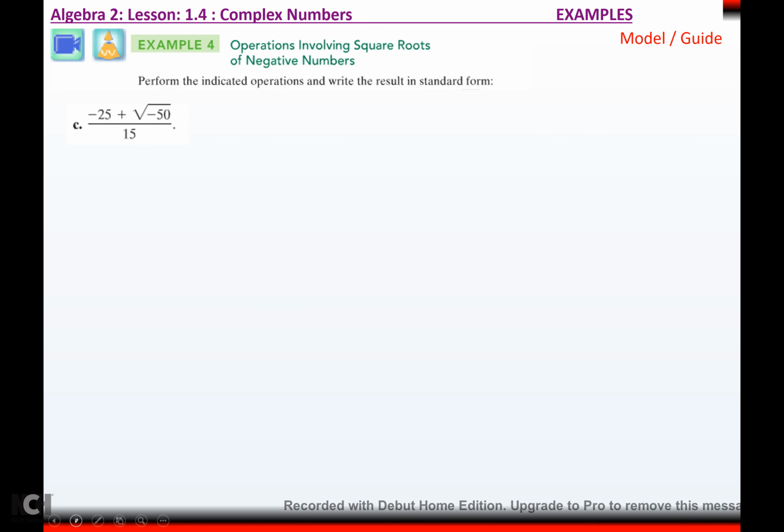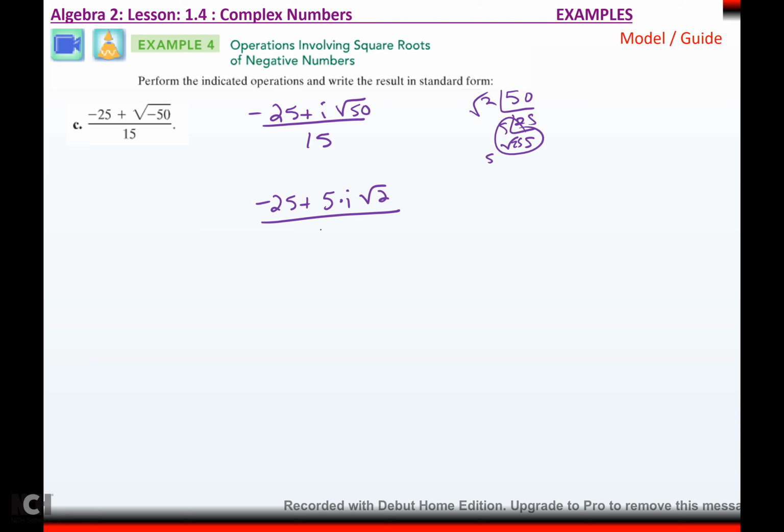Alright, if we look at this one, I'm going to get that negative out first. So I have negative 25 plus i square root of 50 over 15. Now I can break down 50: by 2 is 25, by 5 is 5. That's the square root of 25, which is 5, and the i is back in. So I have negative 25 plus 5 times i times the square root of 2, all over 15. That gives me negative 25 plus 5i square root of 2.